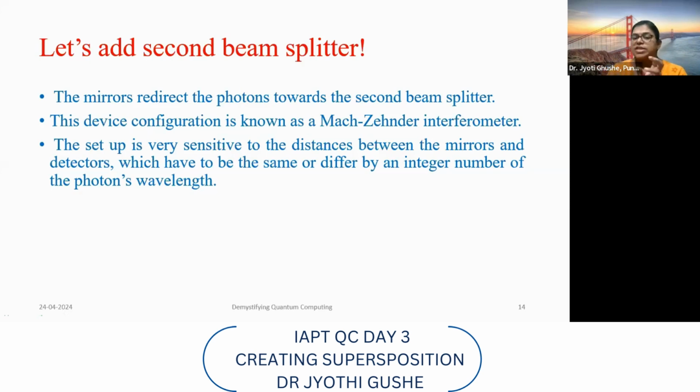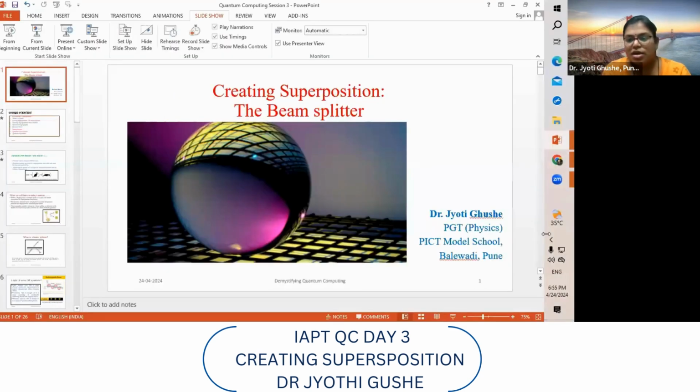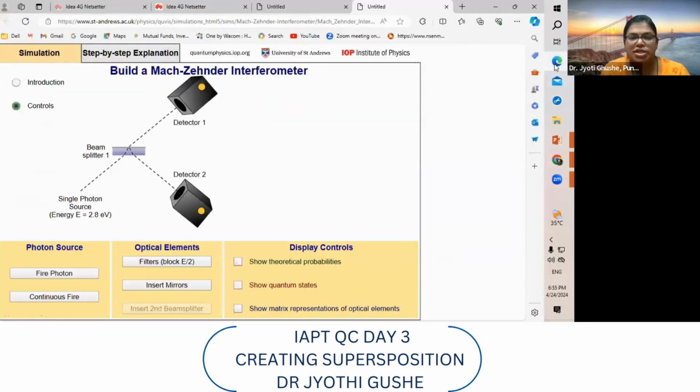And this setup is very sensitive. There the distances between mirrors and detectors have to be the same, or differ by an integral number of the photon's wavelength. So I will return back to that screen and I will show you the simulation again.